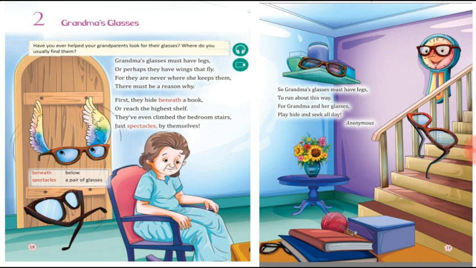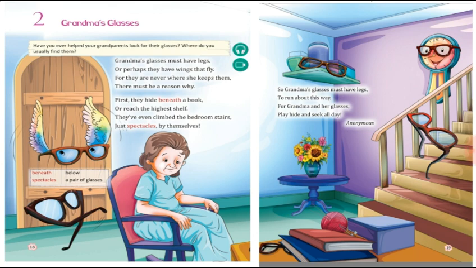Now let's see the second stanza. First they hide beneath a book or reach to the highest shelf. They have even climbed the bedroom stairs, just spectacles by themselves. Now, in this stanza, you can see that sometimes spectacles hide beneath a book, that means under a book, below a book, and sometimes it reach to the highest shelf. So, we could say that it could climb the bedroom stairs by itself, that is, spectacles by themselves.